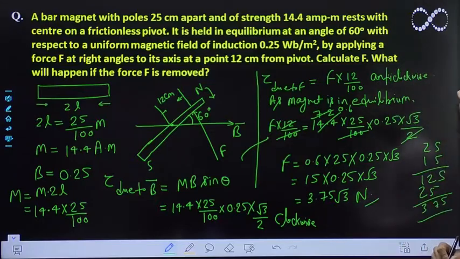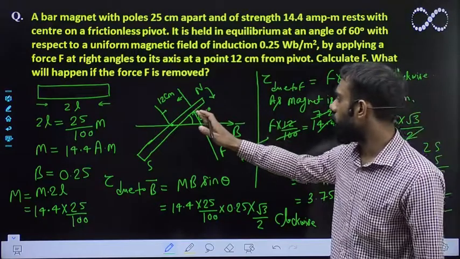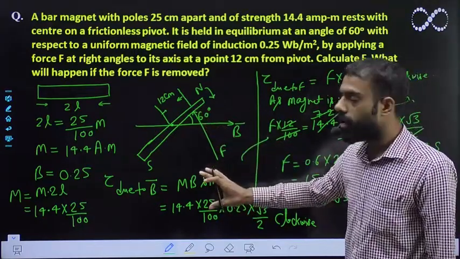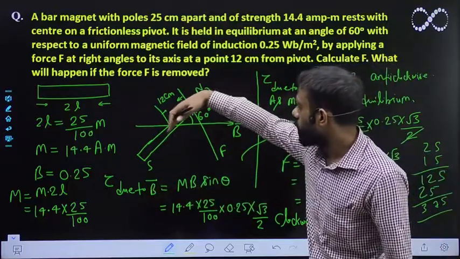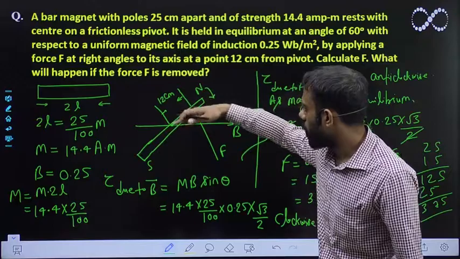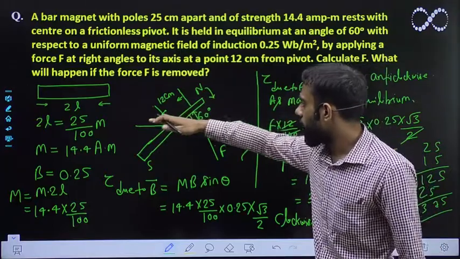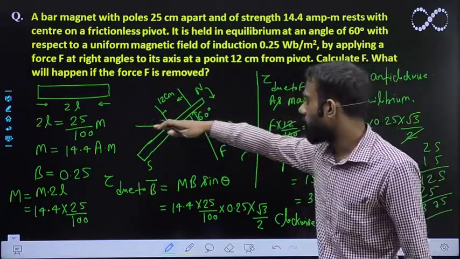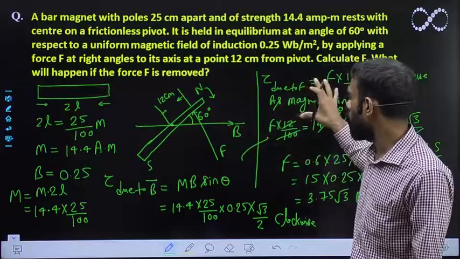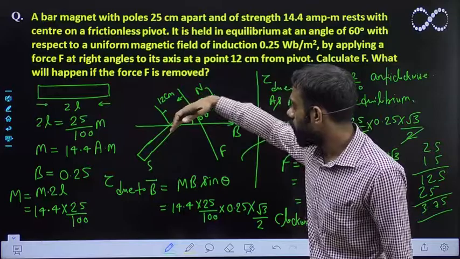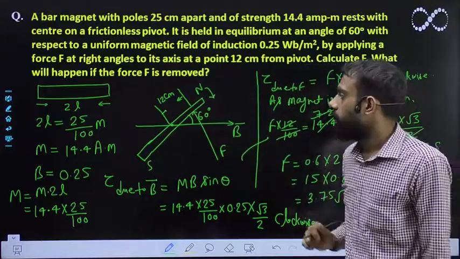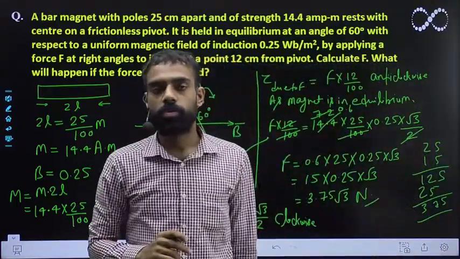Now it is asking what will happen if the force is removed. If the force is removed, obviously no torque will be there to balance the torque due to the field, so this magnet will try to rotate in the clockwise direction and align along the field. So when the force is removed, the bar magnet will start rotating in the clockwise direction. Okay students, I hope you understood this question.